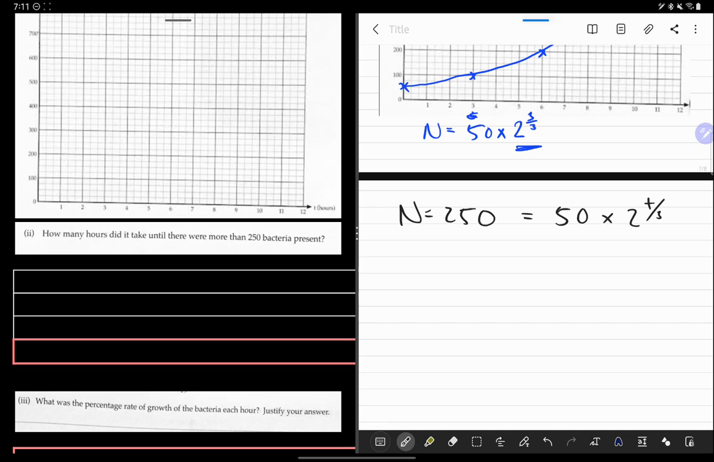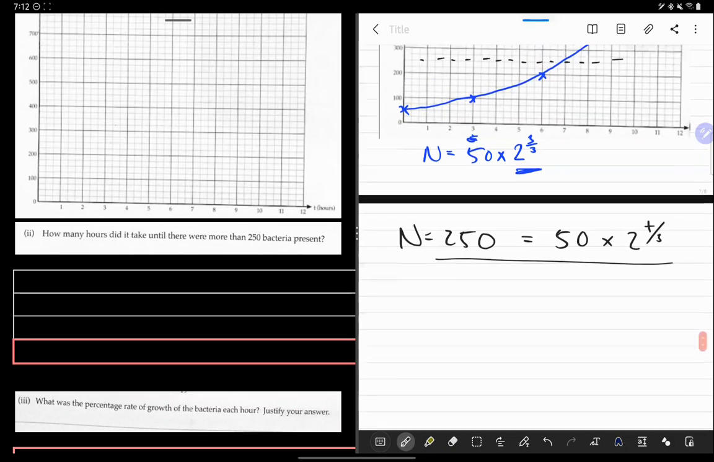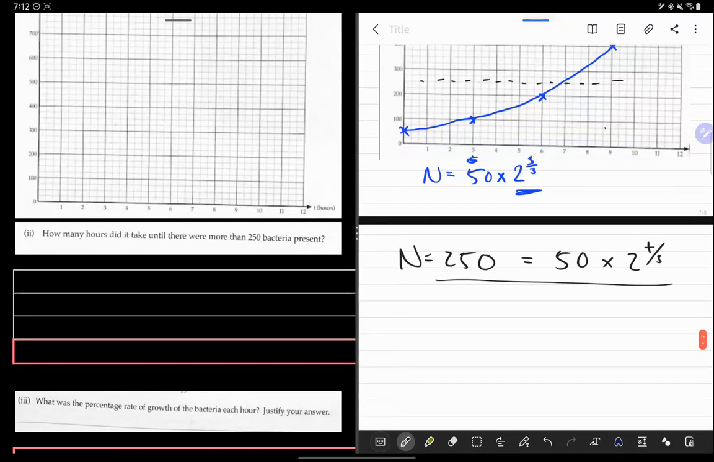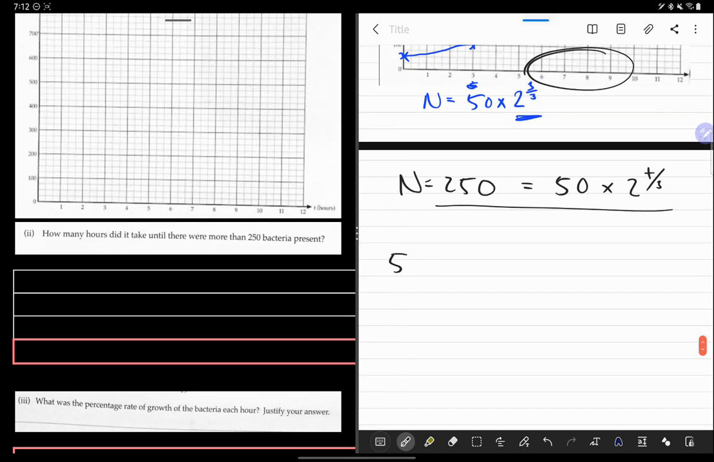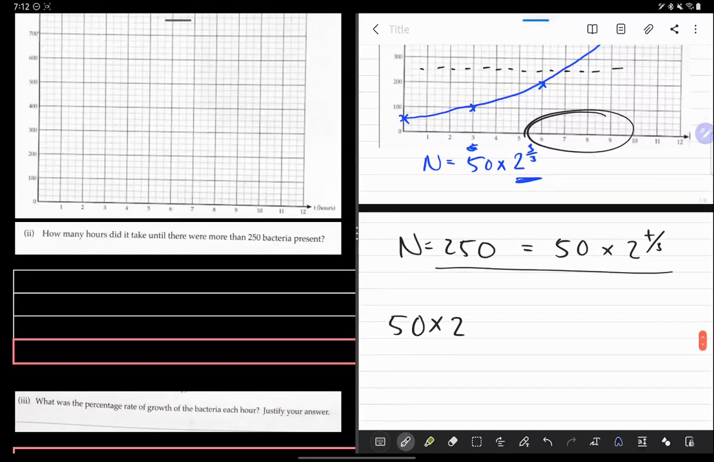Now, remember, we don't even need to actually work this out exactly. If you read the question carefully, it doesn't actually ask us to do anything that algebraically difficult. It doesn't say when does it exactly hit 250. It says how many hours until there were more than. So the thing is, we can try some. So let's try around these areas, around 6, 7, 8, 9. Let's try that. So 50 times 2. Now I would probably start with 7, but I'm just going to start with 6 just to be sure.